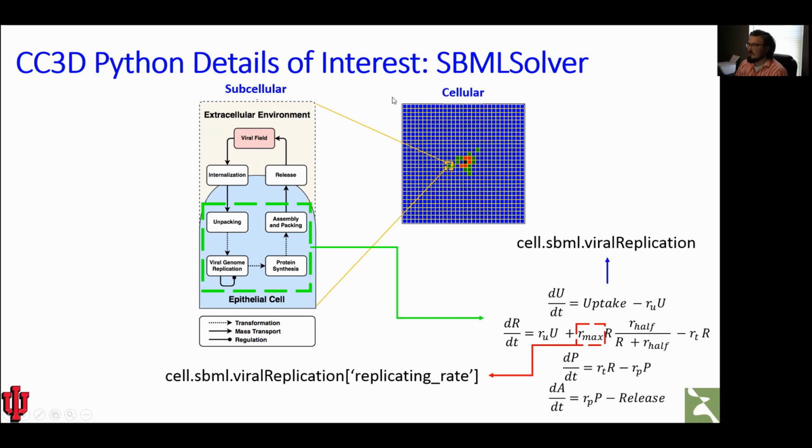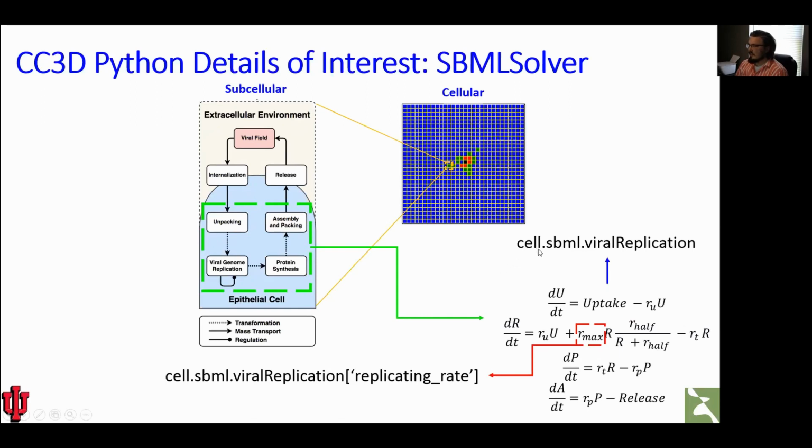And up here in the top right, this is an example of the spatial simulation in the epithelial sheet. You can see that there are some infected and virus-releasing cells. There's one dead cell, and lots of uninfected cells. Now, if we actually go and look inside any of these individual cells, we find that each of them has an instance of the viral replication model, as well as instances of internalization and release.